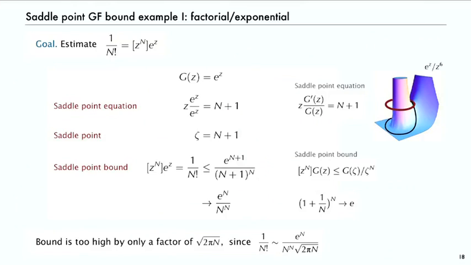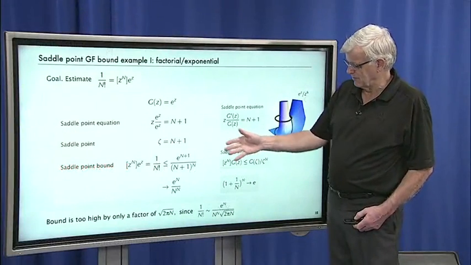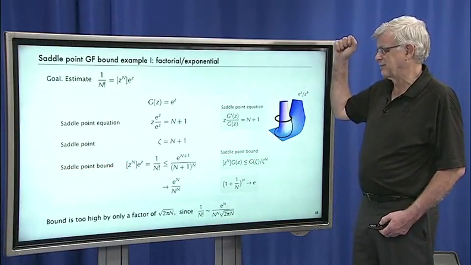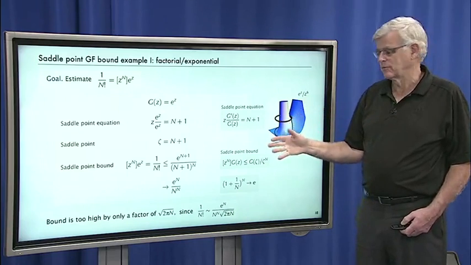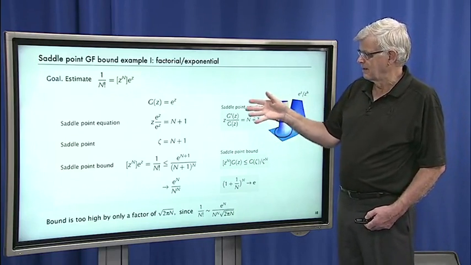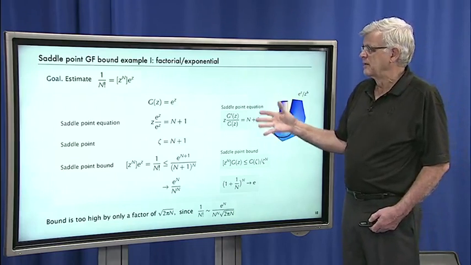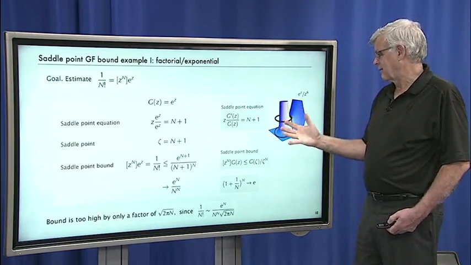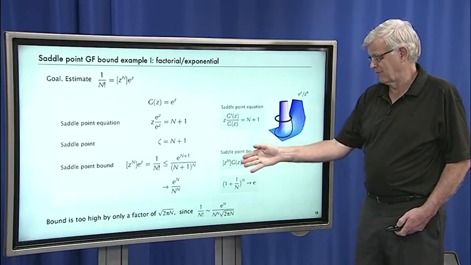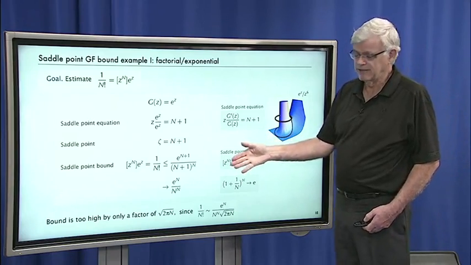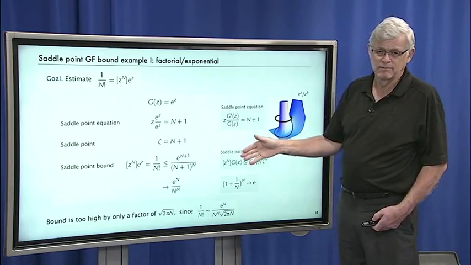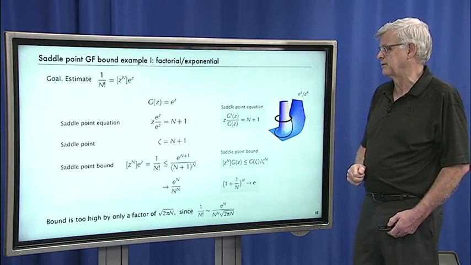Well, what we know from Stirling's approximation is that 1 over n factorial is about e to the n over n to the n square root of 2 pi n. So this bound is too high just by a factor of square root of 2 pi n, which is not bad considering it grows exponentially. So we get a pretty good approximation to the function with this really simple bound. So that's the saddle point bound. And the saddle point method is going to be just about getting rid of that factor, finding an approximation that's more accurate and brings that factor back in.